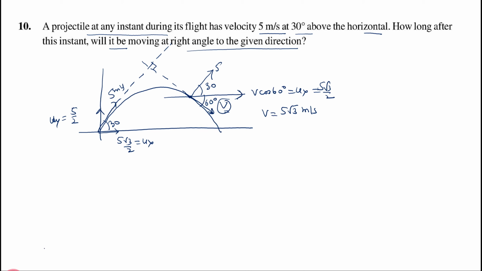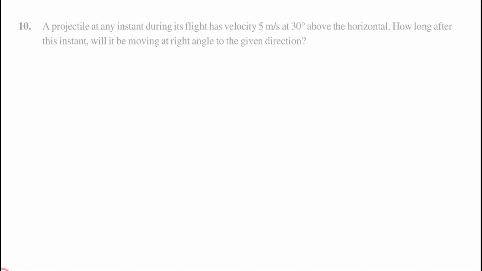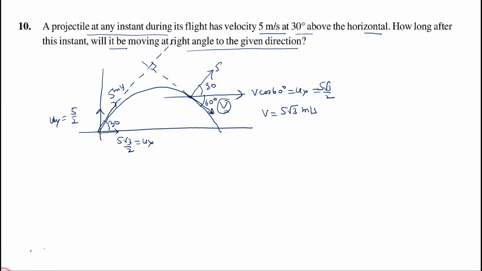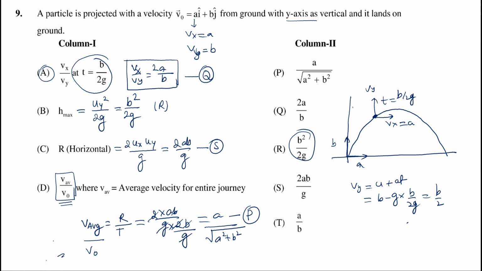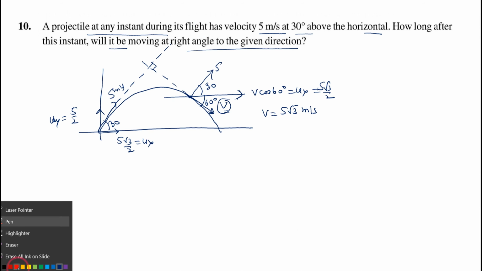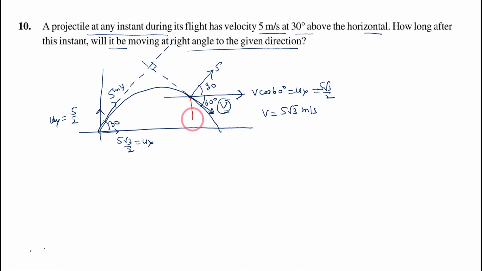Okay. Now what you do, resolve the velocity on the y-axis, which is v sin 60. Now initial velocity is this one on the y-axis. Final velocity is this one on the y-axis. So through this we can find out the time. How much is this coming? This is 5 root 3 into root 3 by 2. So this is coming 15 by 2 with negative sign because the direction is downward.